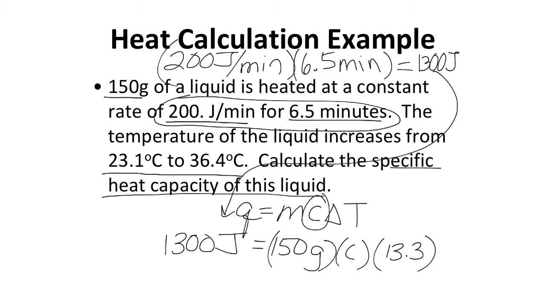So now that we have that set up, we do the 1,300 divided by the 150 divided by 13.3, and our C, specific heat, is 0.65, and units would be joules per gram degree Celsius.